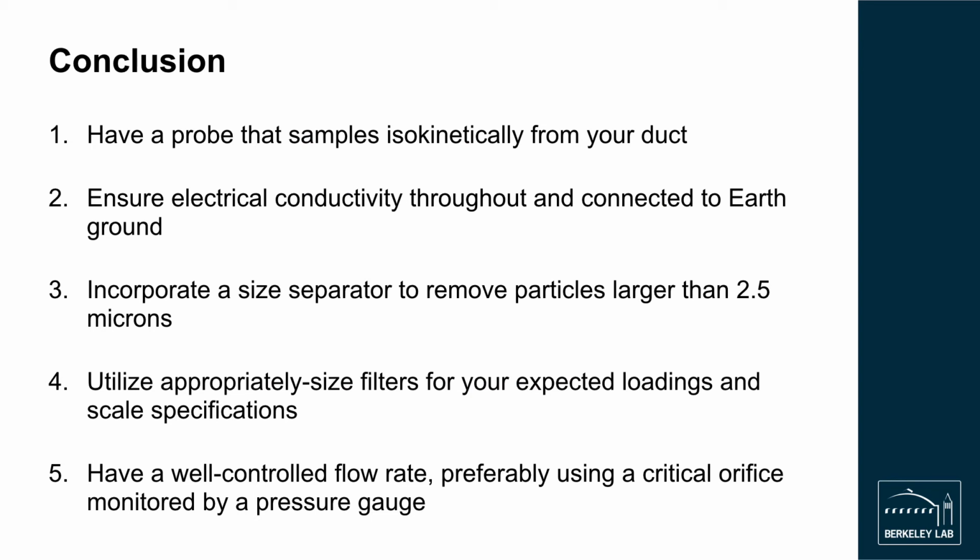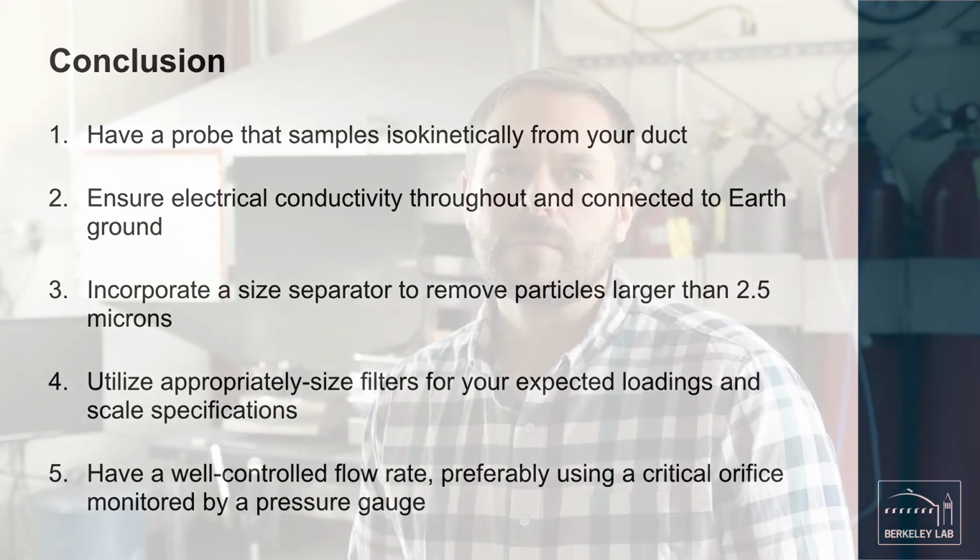In conclusion, your gravimetric sampling system should have a probe that samples isokinetically from your duct. It should be electrically conductive throughout and connected to earth ground. It should incorporate a size separator to remove particles larger than 2.5 microns, and it should utilize appropriately sized filters for your expected loadings and microbalance specifications. Finally, your system should have a well-controlled flow rate, preferably using a critical orifice monitored by a pressure gauge.